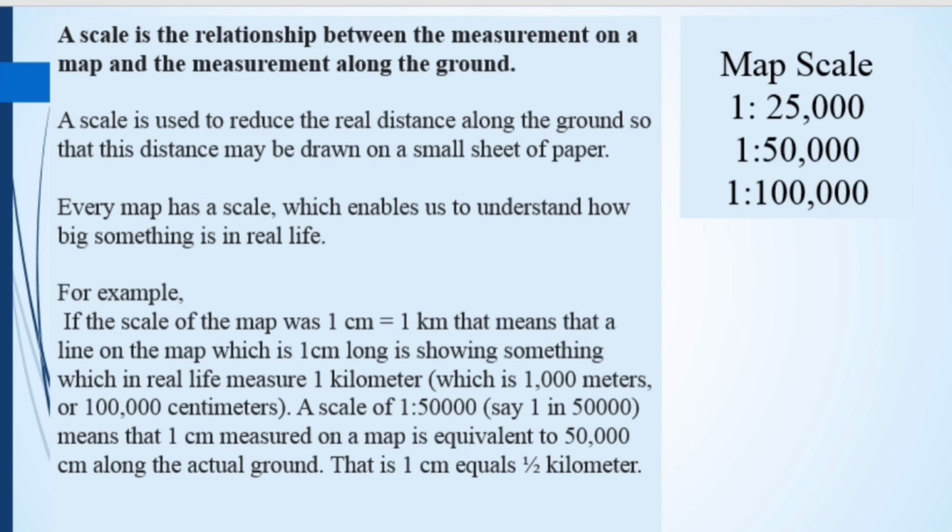For example, if the scale of the map was 1 centimeter equal to 1 kilometer, that means that a line on the map which is 1 centimeter long is showing something which in real life measures 1 kilometer, which is 1000 meters or 100,000 centimeters. A scale of 1 to 50,000 says 1 in 50,000 means that 1 centimeter measured on a map is equal to 50,000 centimeters along the actual ground. That is, 1 centimeter equals half a kilometer.